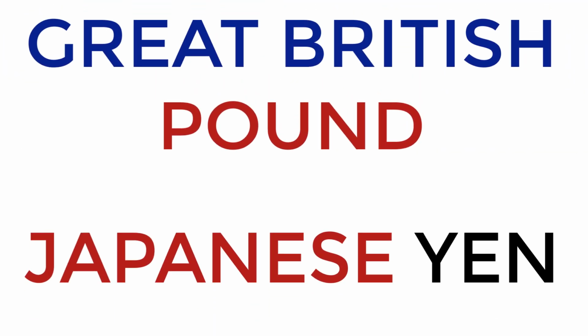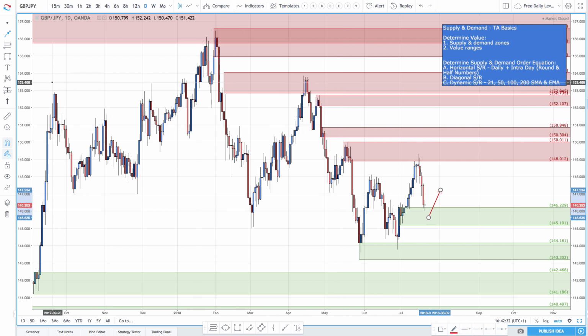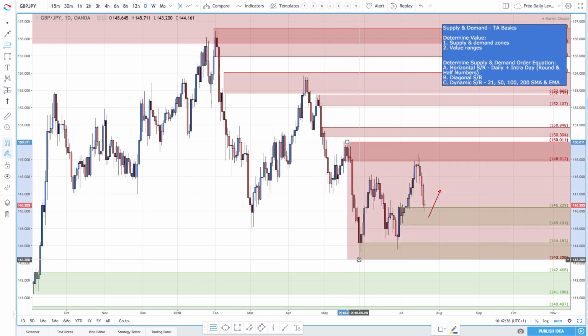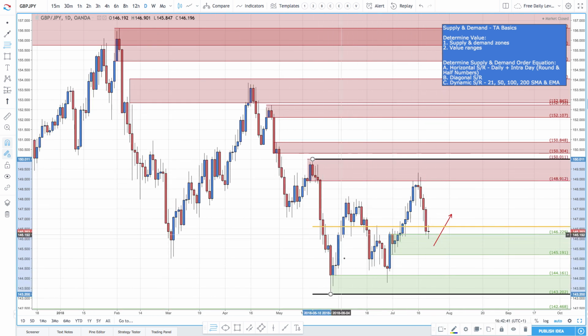Pound yen. Again, we came up into this supply zone here and we pretty much sold off down into this demand zone, right? So look for buying opportunities right here with the right kind of price action, right? We've got our value range from that high to that low, so price could potentially range between here for a while. So right now we're pretty much at fair value, just below fair value if you're looking to be a buyer of the pound against the yen, right?